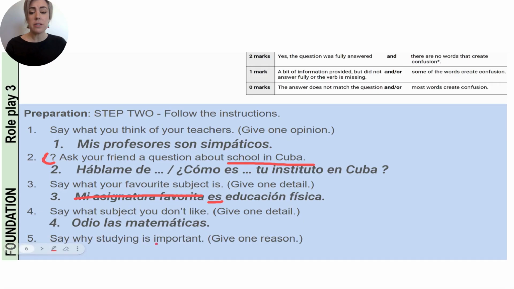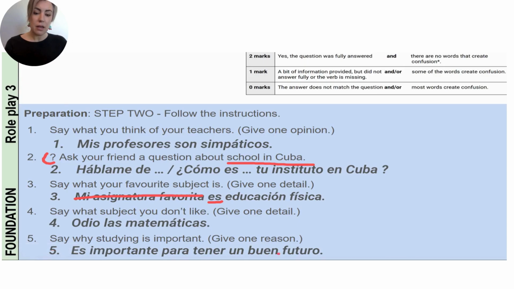And finally, say why studying is important. Give one reason. So studying is important because, and in Spanish we say to study. So es importante para tener un buen futuro. It is important to have a good future. We could say it is important to learn new things. Whatever. We could say also estudiar es importante para tener un buen futuro. I could have included it before between number 5 and S. Estudiar es importante. But it doesn't matter because I have a conjugated verb which is es here. So that's good, okay? Bueno, so these are the model answers.